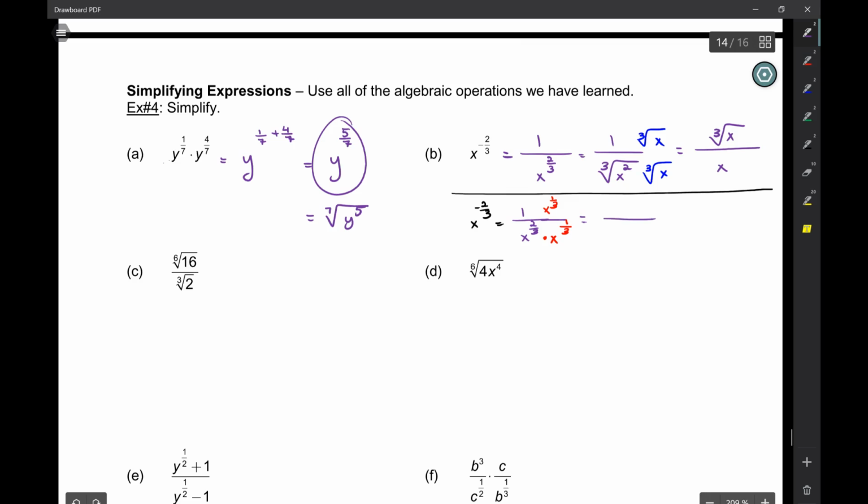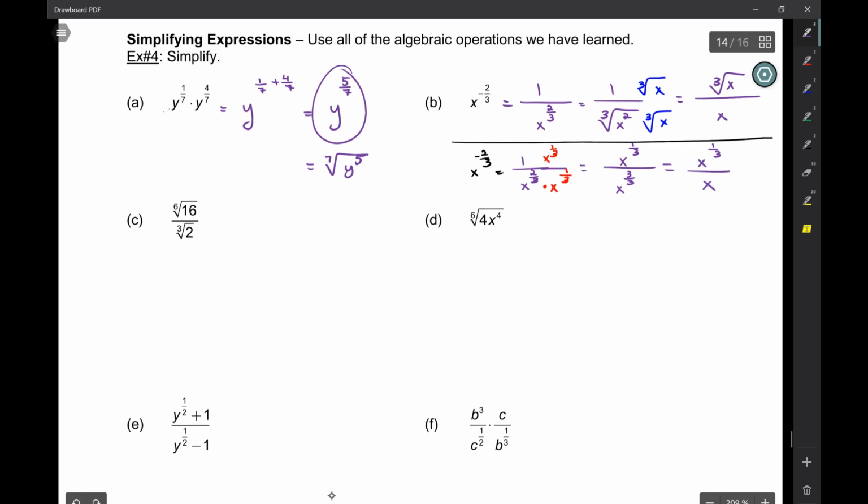And I multiply this by x to the 1/3. So now I have x to the 1/3 here, and here I have x to the 3 over 3, which is just x. So I have x to the 1 over 3 over x. Okay? Which is what we got before. A lot cleaner, and you don't have to keep switching back and forth.